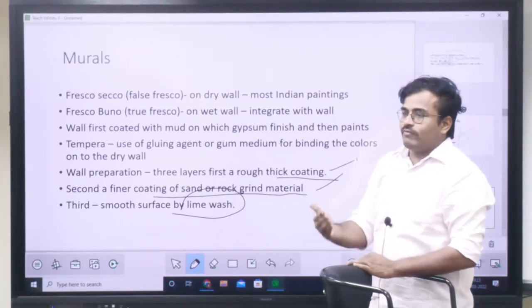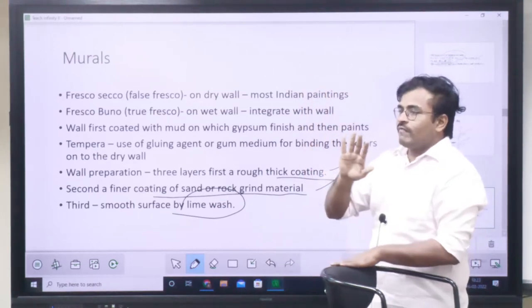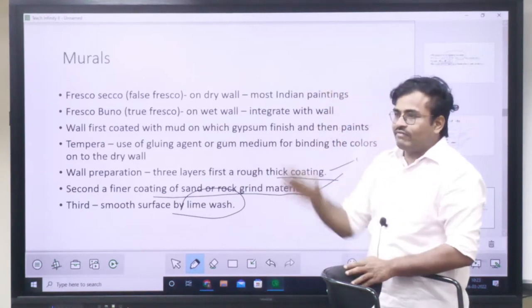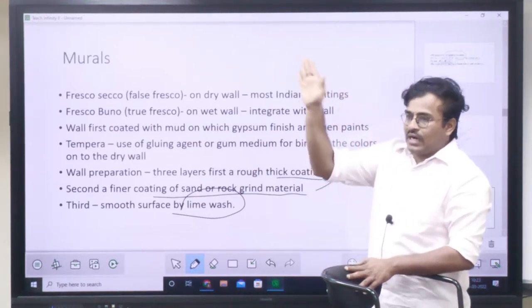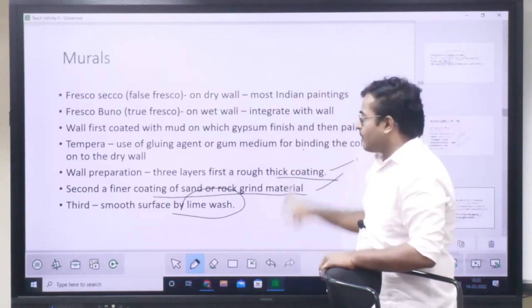Before that, first you put some clay on the wall. Then after clay, you put some finer sand and rock grind material in order to smoothen the rough edges. And after that, you paint limestone or lime on the wall. And then after that, you start painting the wall. So this is known as the wall preparation technique.